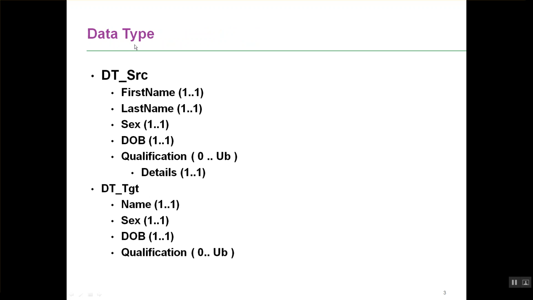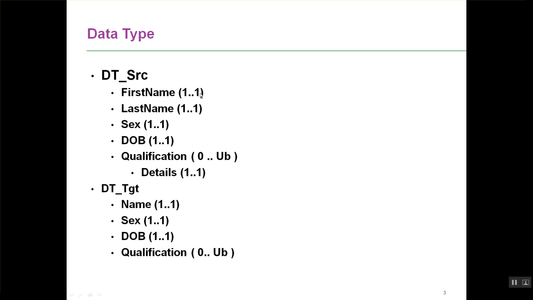This data type is nothing but the structure of the message that you're going to exchange. So you will be defining two data types, DT_source to denote the source structure, and DT_target to denote the target structure. In this example, what we are looking at is the transfer of employee data from one system to the other system. And we've taken a basic data set. So in the source side, you will have multiple employees, and each employee will have one first name, last name.